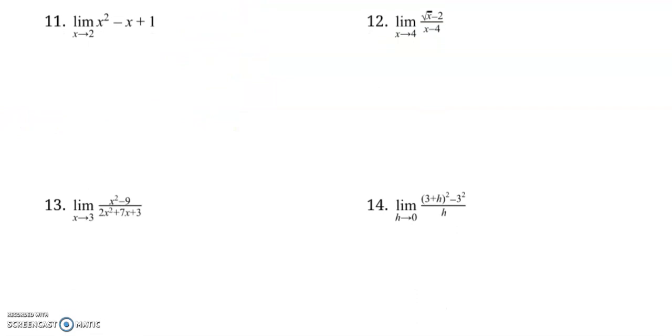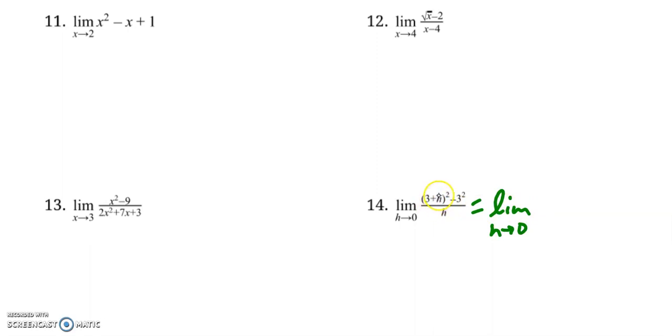14. Let's try this guy. Okay, so if we plug in 0, we get this to be 9 minus 9. So again, you're going to get that indeterminate form. So let's think about what we can do with this one. Well, let's just FOIL this one out. Let's see what happens if we distribute that.